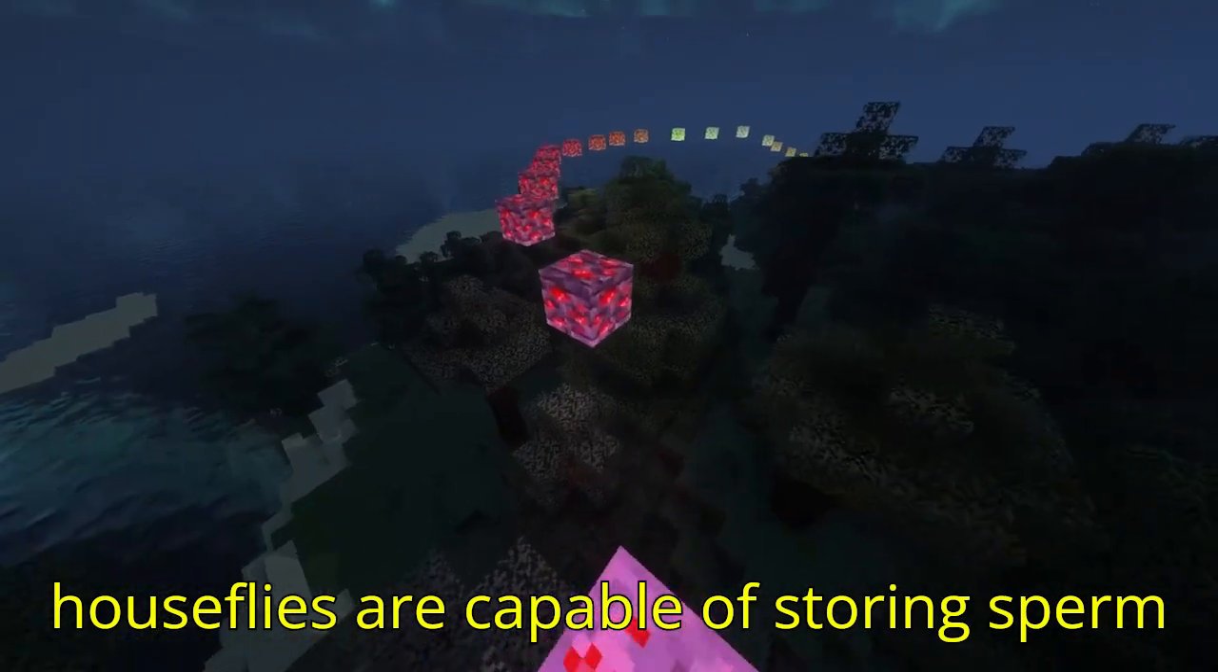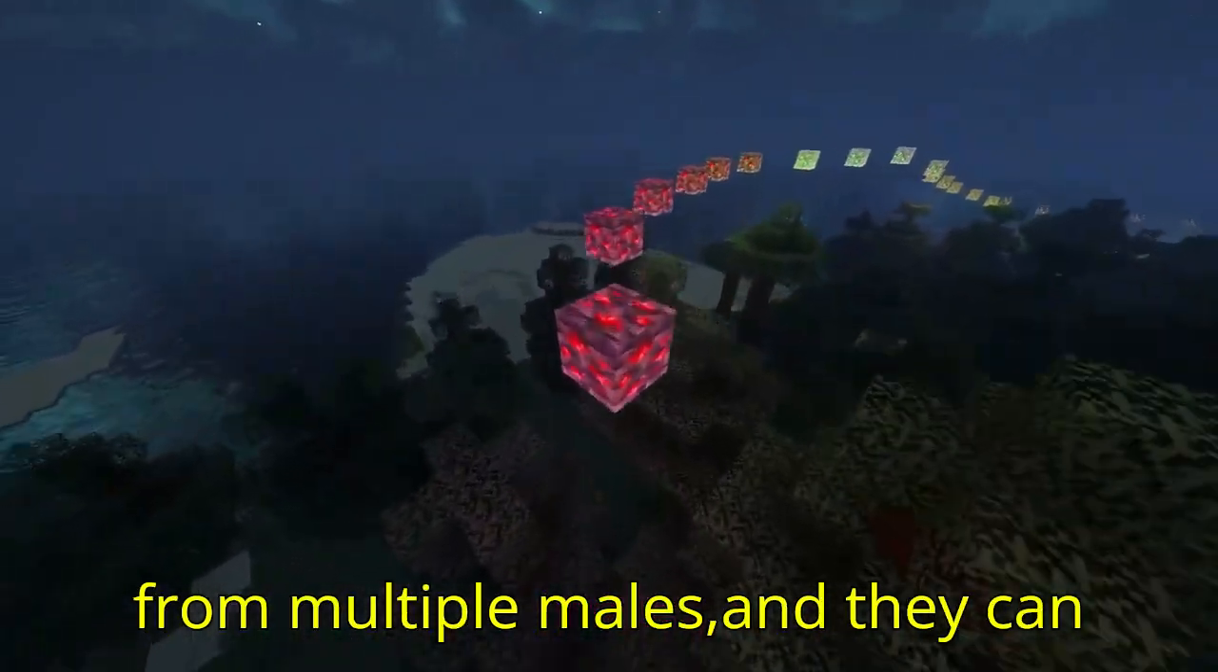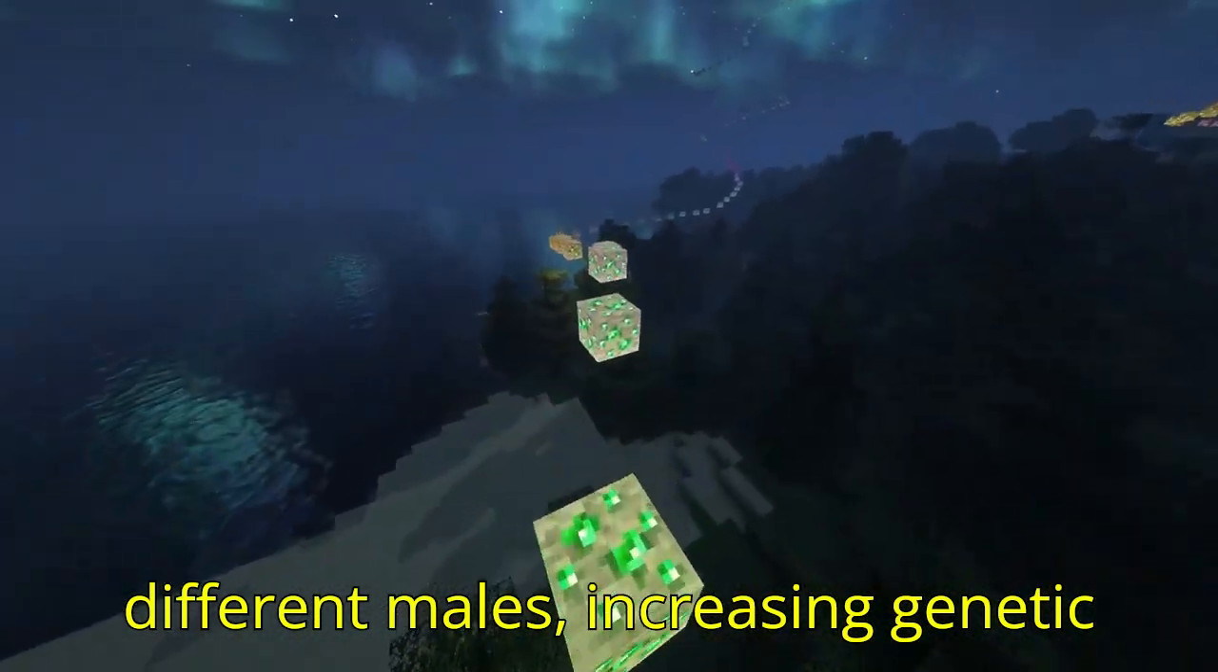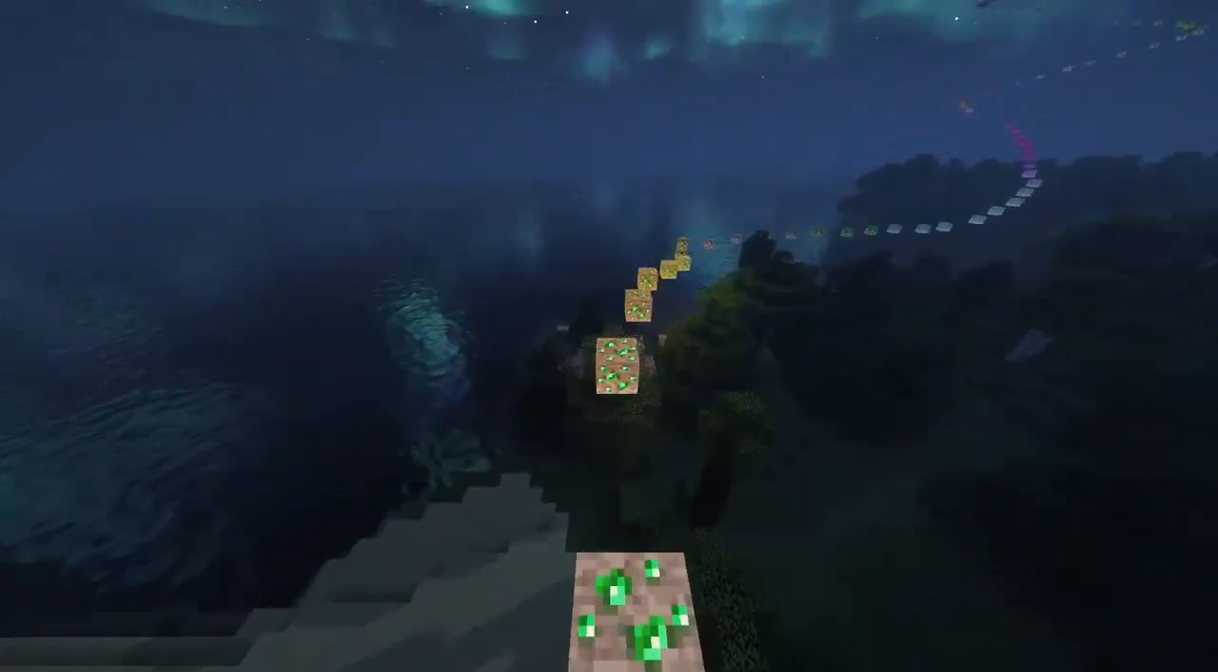Female houseflies are capable of storing sperm from multiple males, and they can fertilize their eggs with sperm from different males, increasing genetic diversity in their offspring.